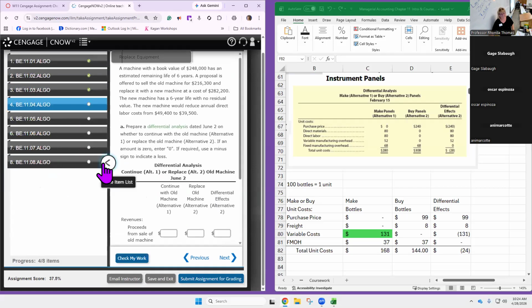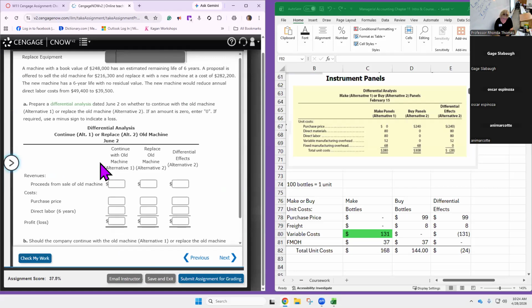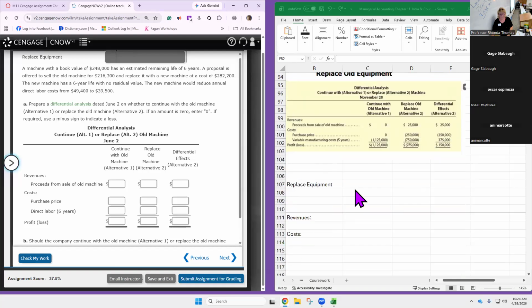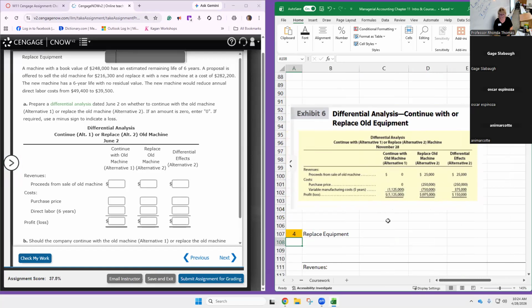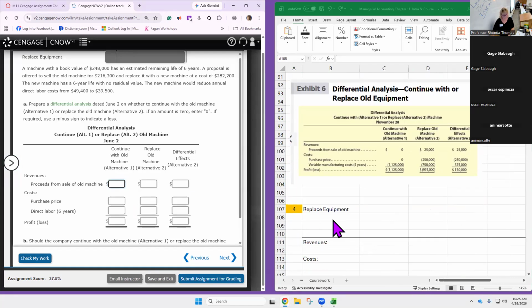Okay, next one. How about replacing equipment? Do we keep the old or get something else, right? So here is an example of doing that. You have continue with old machine, replace the old machine. So this is the old and this is the new. And then the differential that you get, you take the new, alternative 2, and subtract alternative 1. So let's go ahead and see. All right, my first one is revenue.